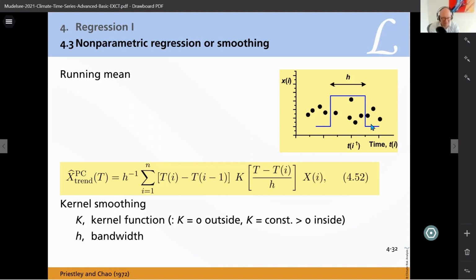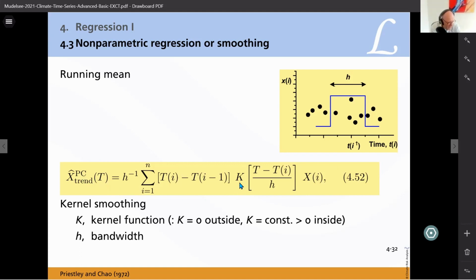So mathematically speaking, we do something not exactly the same, but very similar to this expression here. This is equation 4.52. We have a couple of hours today, perhaps we are exhausted, so let me walk you again through this. We are interested in the trend, X trend. We do an estimation based on data, therefore the hats. The index PC stands for Priestley and Chao. Both are, I think, very famous statisticians who presented this way of estimation.